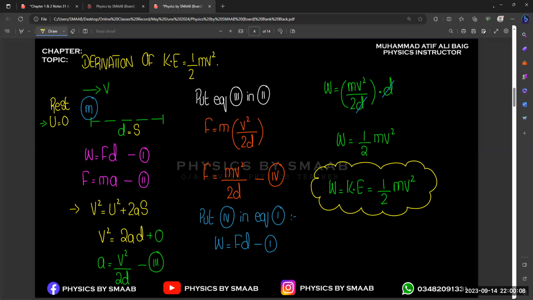Okay. So this is the derivation for the kinetic energy formula.